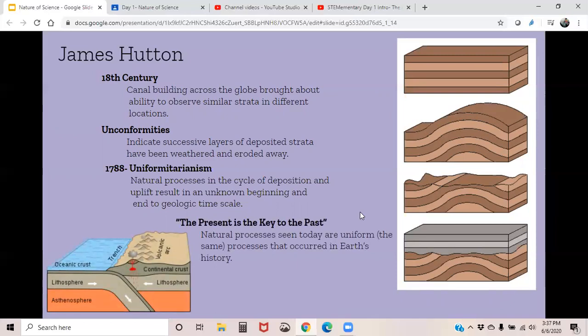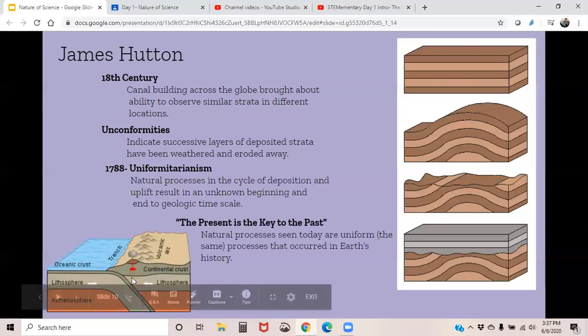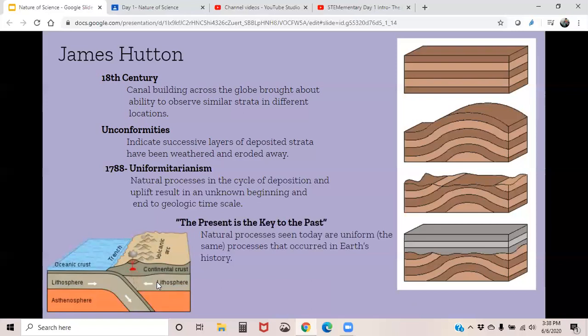And so he also is famous for this quote, "The present is the key to the past." And that's an extension to the meaning of the uniformitarianism idea. So those natural processes that we see are uniform, meaning that they occurred a long time ago. That could be referring to subduction zones, so plate interactions that we see today happened in Earth's past and occurred at the same rate.